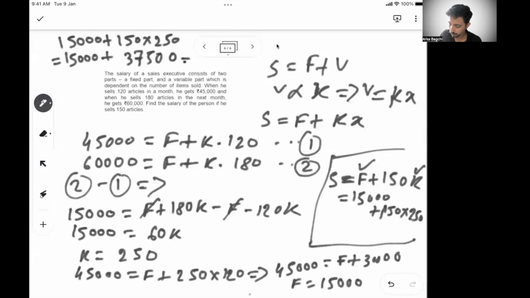So 37,500 plus 15,000, so 52,500. So 52,500 is your answer. And you can understand, by selling 120 articles he gets 45,000, by selling 180 articles he gets 60,000. So by selling 150, it should be between 45,000 and 60,000. So 52,500 is your answer.